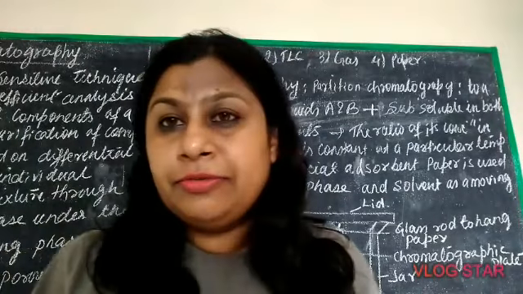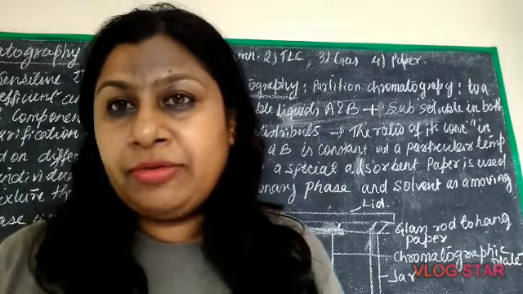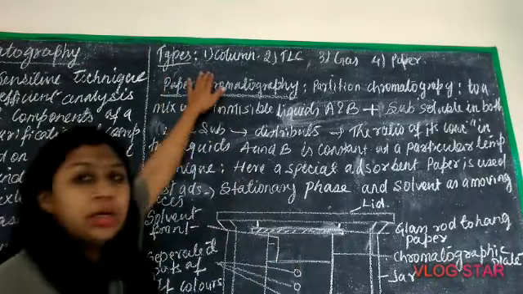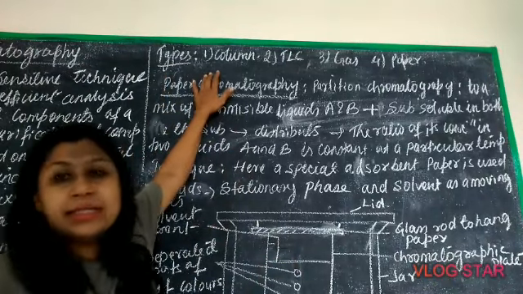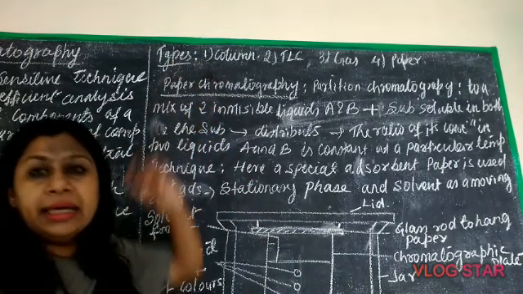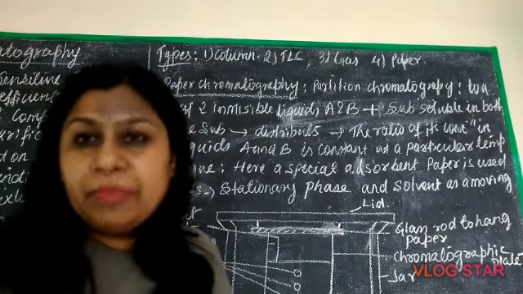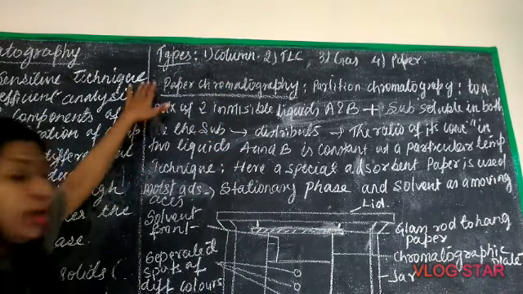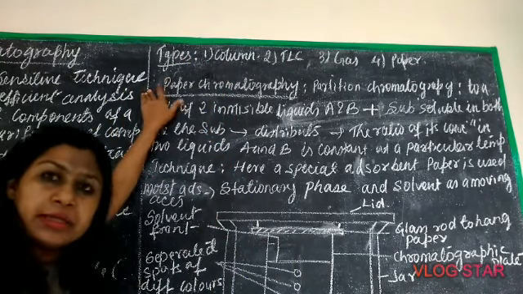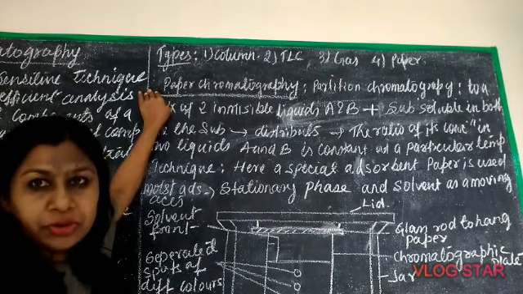If we see the different types of chromatography, broadly we have column chromatography, TLC, that is thin layer chromatography, gas chromatography and paper chromatography. We are going to study paper chromatography. Paper chromatography is a type of partition chromatography.